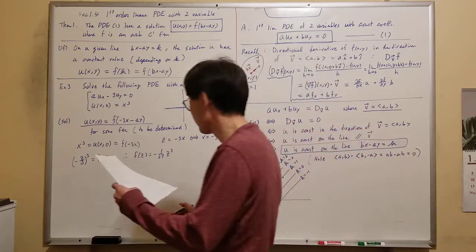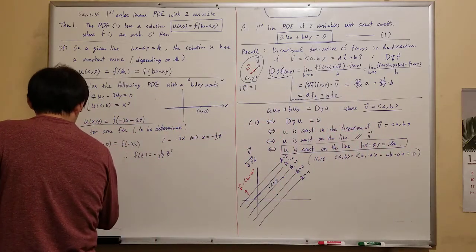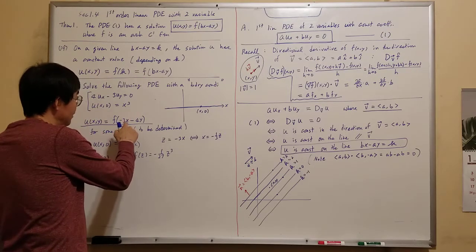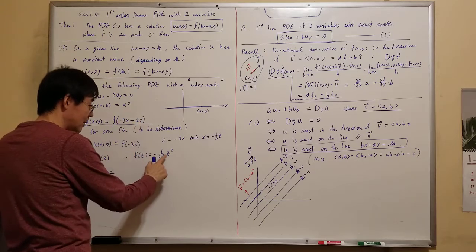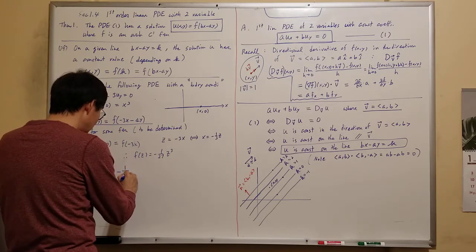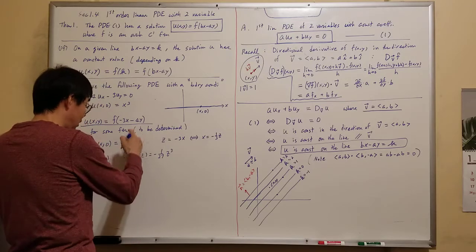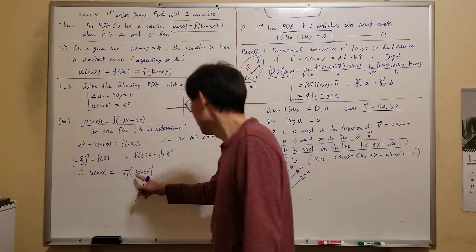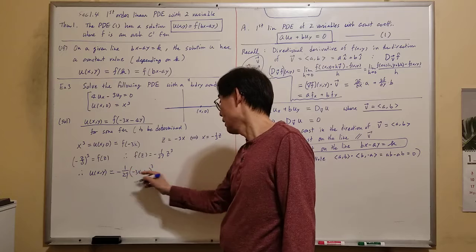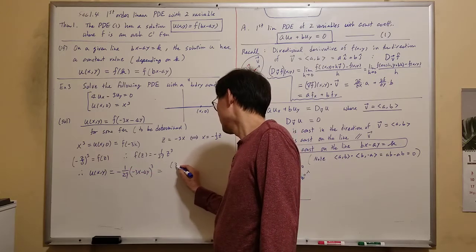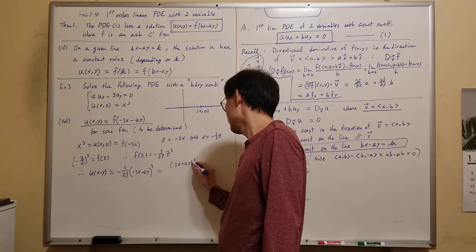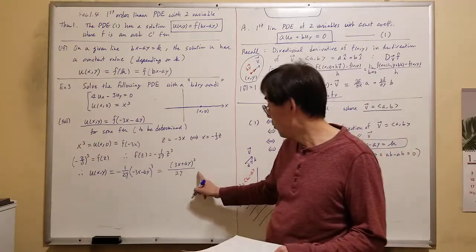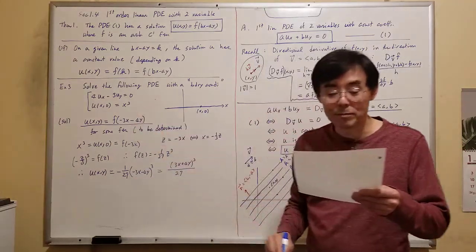All right. Therefore, our solution u of xy is f of negative 3x minus 4y, which means minus 1/27 times, instead of z, you have minus 3x minus 4y to the third power. If I take the minus out, negative 1 to the third power is negative, negative cancel, so you can write it as 3x plus 4y to the third power over 27. So that would be our solution to this problem. Okay?